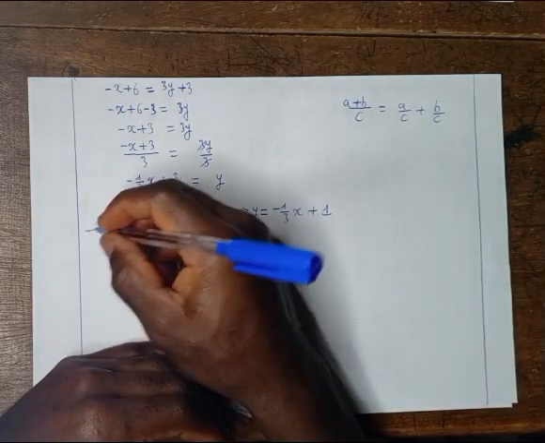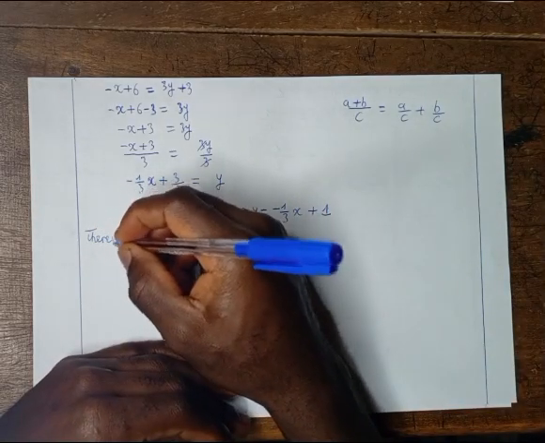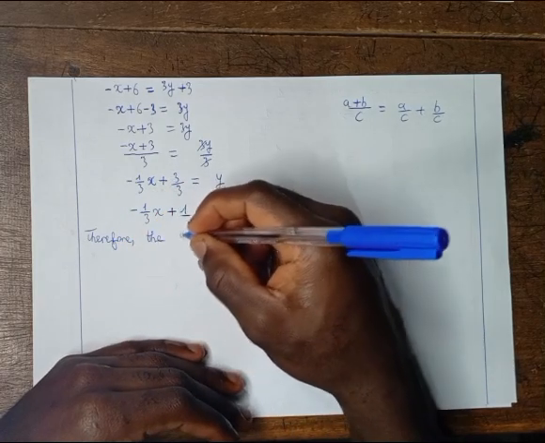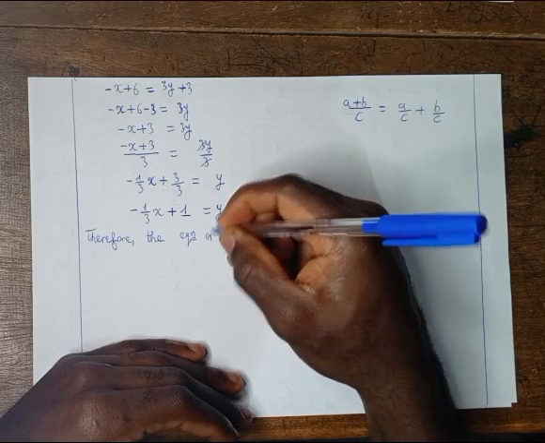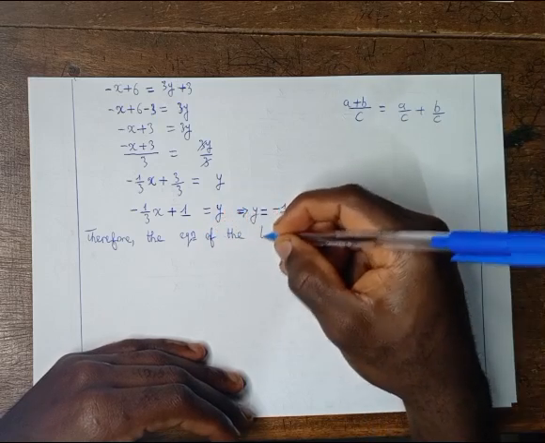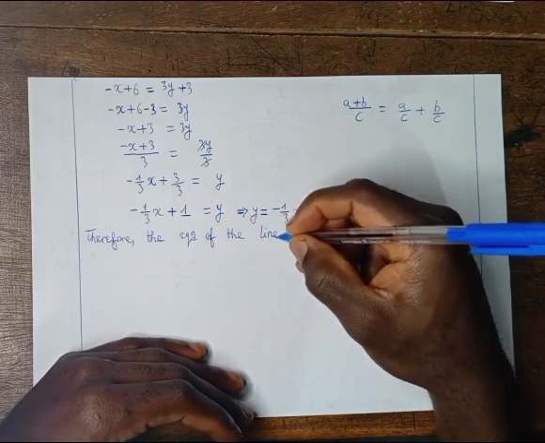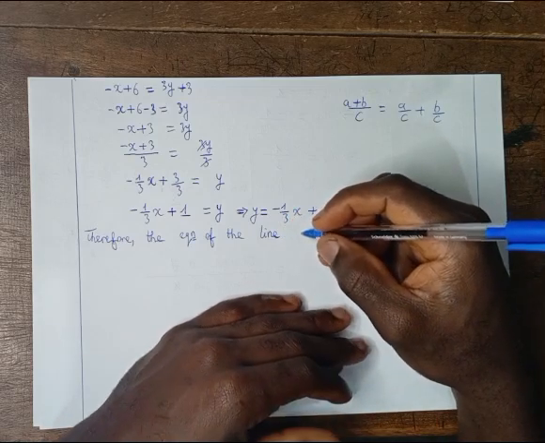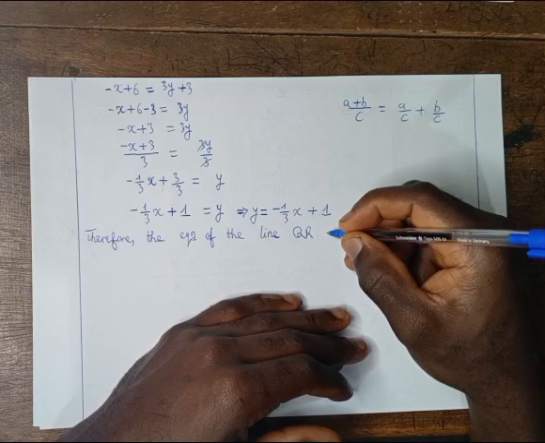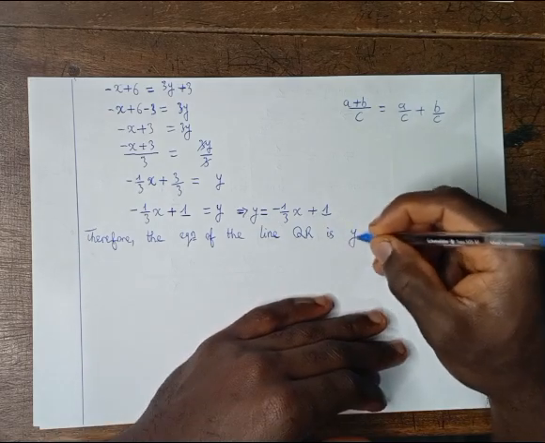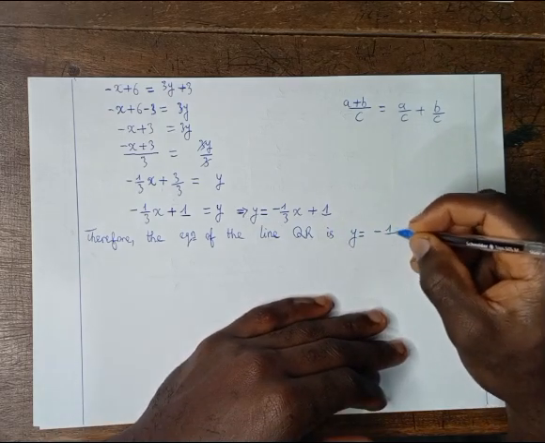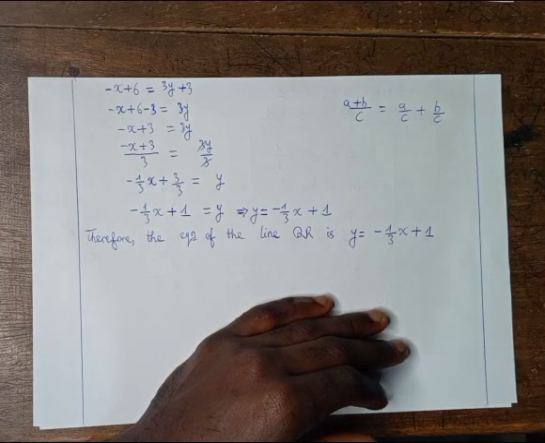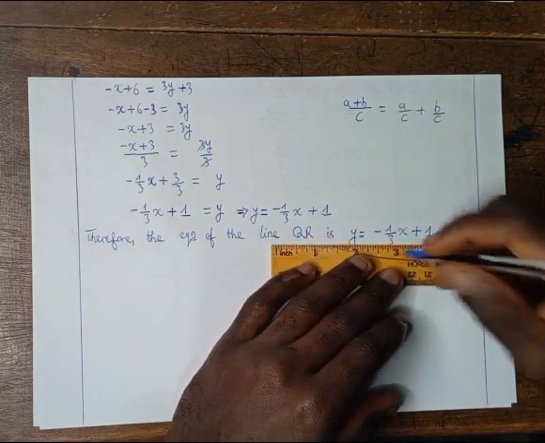We are going to conclude, therefore, the equation of the line, your answer is y equal to negative 1/3 x plus 1. I will underline the equation of the line.